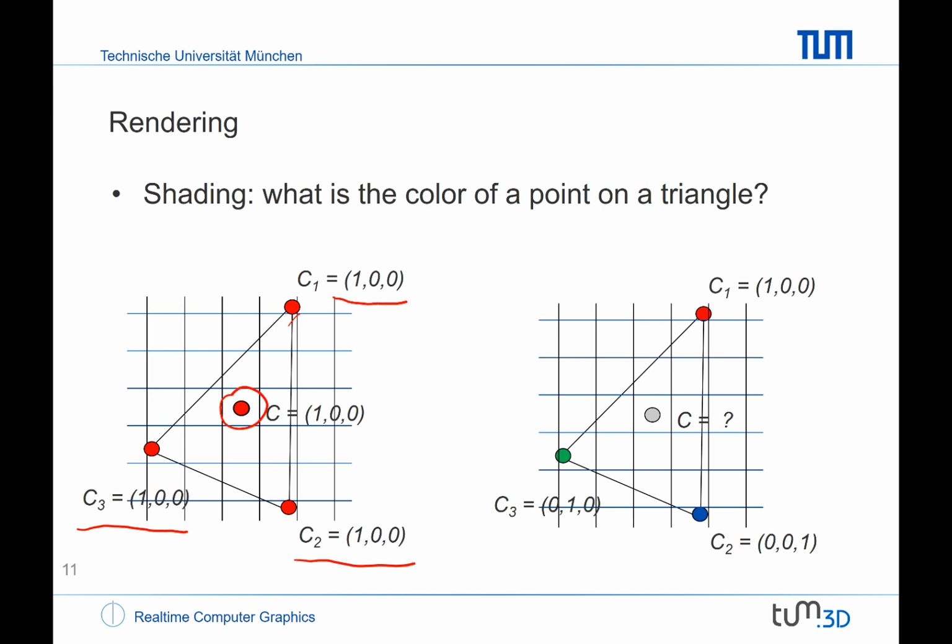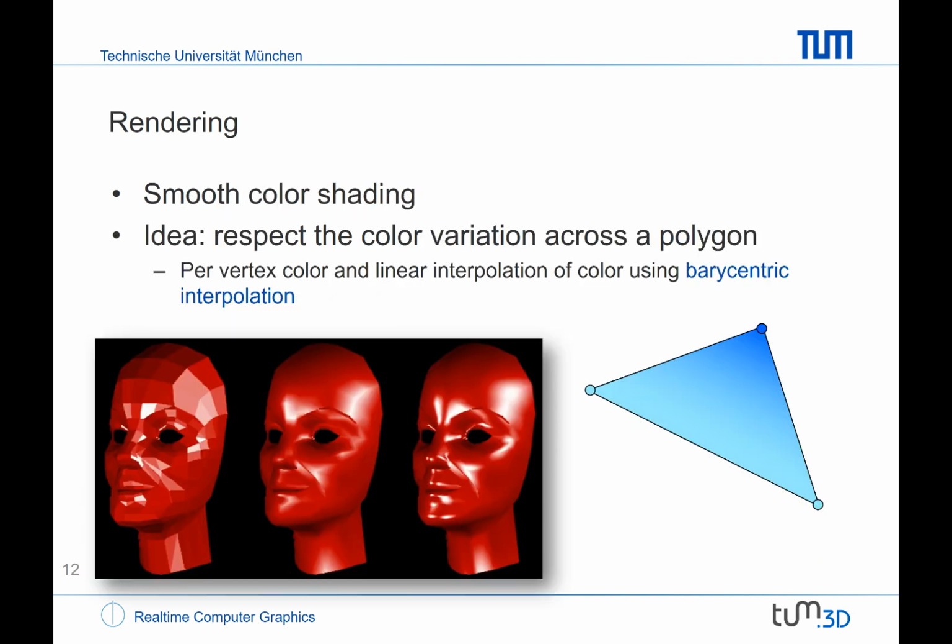However, let us now have different colors. Now we have a red, which is assigned to the vertex 1. We have a blue, which is assigned to the vertex 2, and we have green, which is assigned to the third vertex. And now the question is, okay, what is the color now at this point here? And I think intuitively it is clear what we expect. At least if we expect a smooth color variation, then we would expect that the color at this point here in the triangle is some mixture between the red and the green and the blue from the three vertices. But of course, we have to be precise about how this mixture is actually computed.